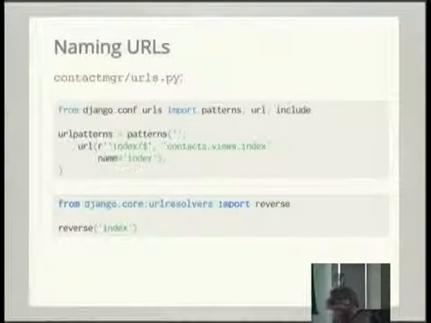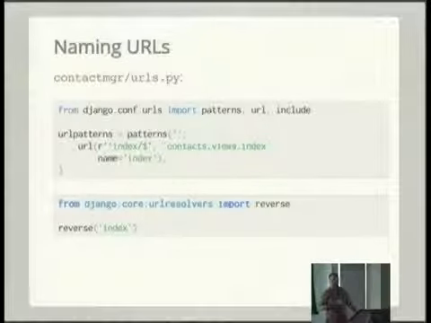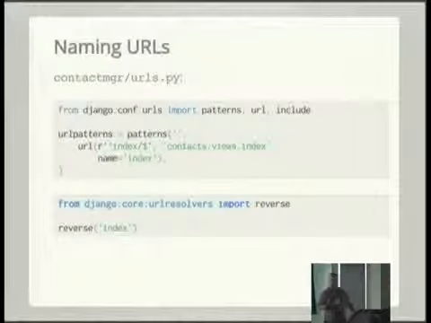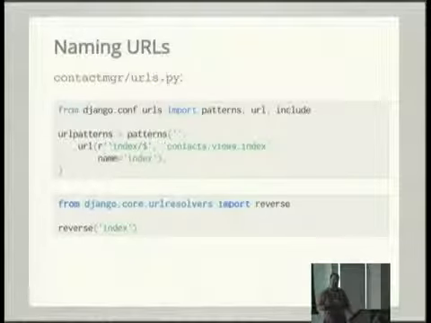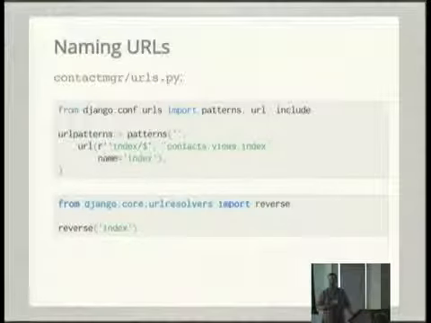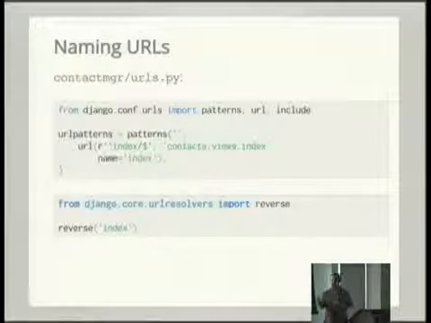This is a little aside that I find pretty handy, where you give a name and then you can reverse it. I see some people nodding their heads. I think Rails has something like this as well. But this is really handy, because your URL configuration becomes the place where the mapping between code and HTTP happens.